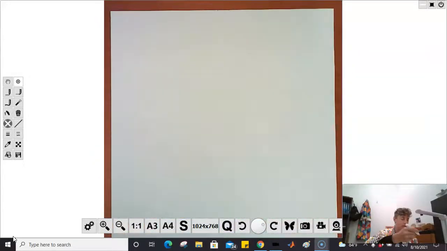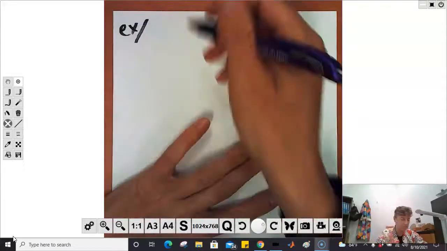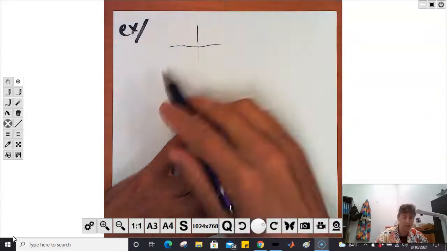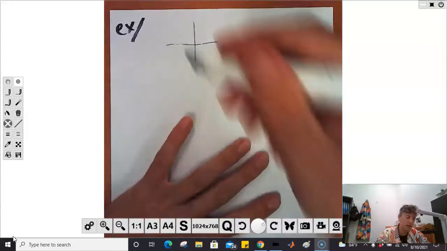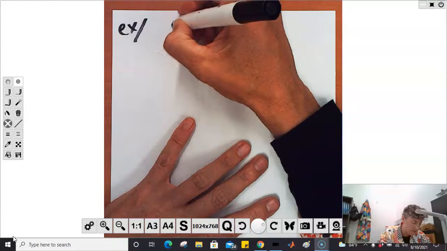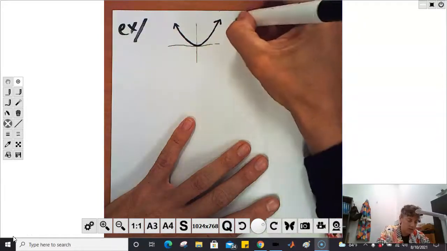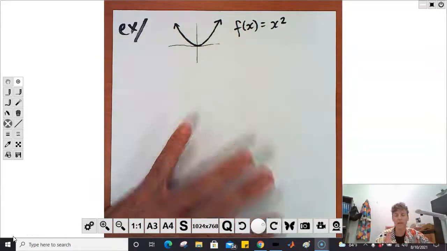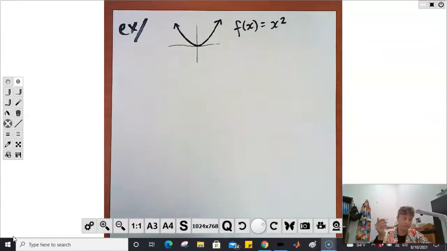There we go, paper's looking good. So let's draw our x and y axes. That's a rough looking x-axis, but it's all good. Let's put on there our quadratic function, a parabola. All right, so this function, our f of x here, is x squared. And let's find the domain and range of this function.